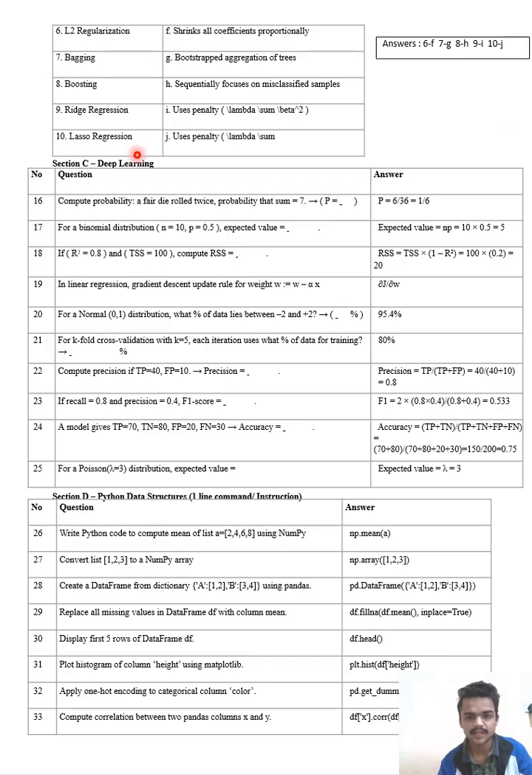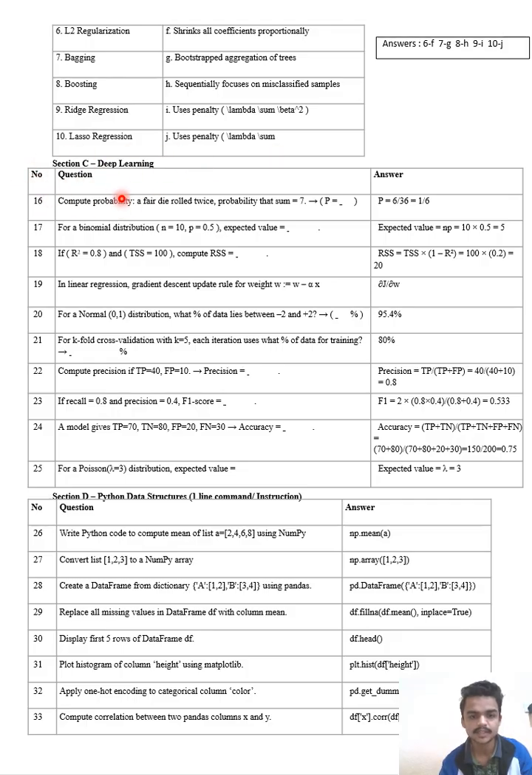Here, L2 regularization will be matched to shrinks all coefficients proportionally, where bagging will be matched to bootstrapped aggregation of trees, whereas boosting will be matched to sequentially focuses on misclassified examples. Ridge regression will be matched to uses L2 penalty. Lasso regression will be matched to uses L1 penalty lambda times sum.